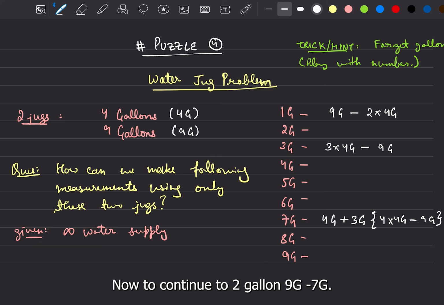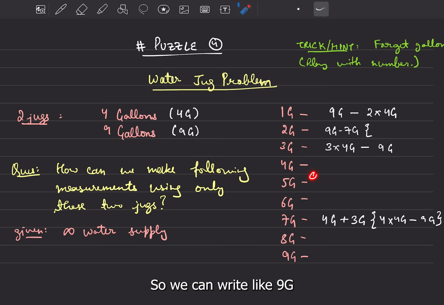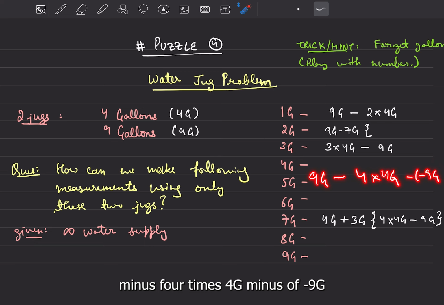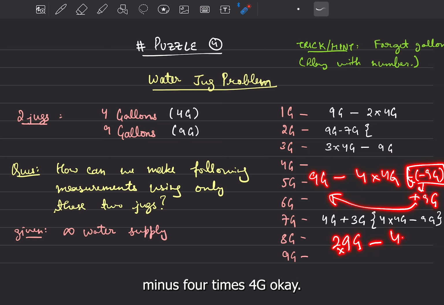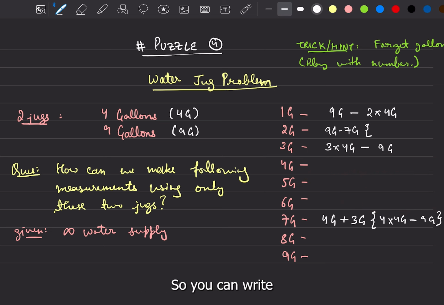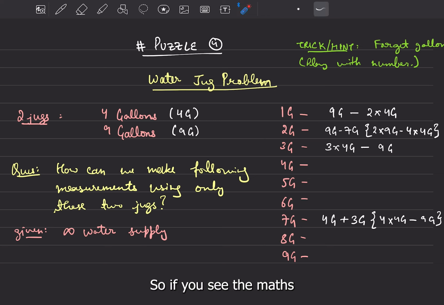Now 2 gallon. 2 gallon is 9G minus 7G, which we can write as 9G minus 4 times 4G, minus of minus 9G, which becomes plus 9G. So it is 2 times 9G minus 4 times 4G. If you see the math, forget G: 18 minus 16 is 2. There you go. Coming to 4G, we are already given 4G, so no need to calculate that.